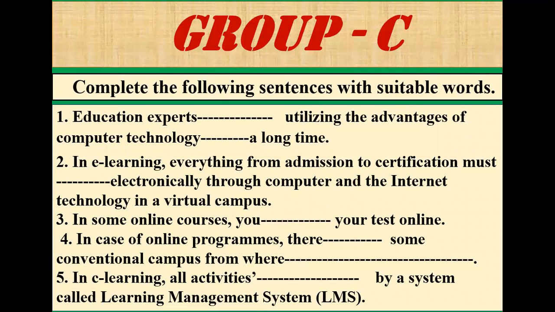Students belonging to group C, you have to complete the following sentences with suitable words or phrases. Question number one, education experts dash utilizing the advantages of computer technology dash a long time. Question number two, in e-learning everything from admission to certification must take place electronically through computer and the internet technology in a virtual campus. Question number three, in some online courses to test your dash online.